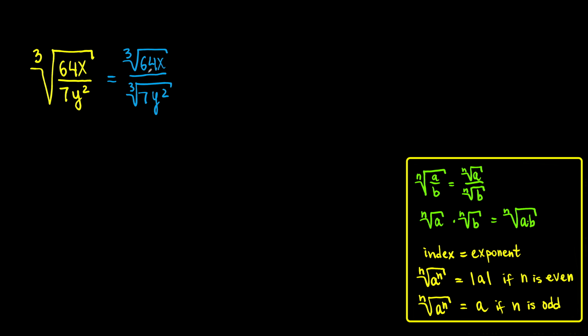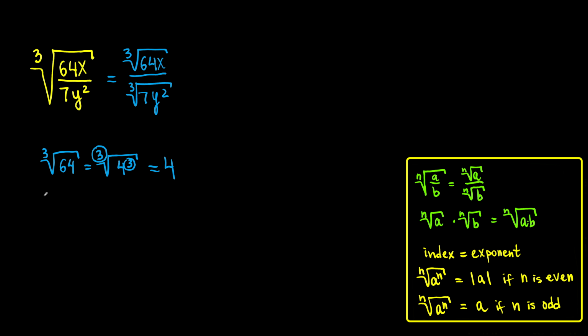Let's first look at the numerator. Can we simplify it? We have the cube root of 64. 64 is a perfect cube because it is 4 cubed. You see, the exponent matches the index of the root and it simplifies to 4. Very good. So we can take the cube root of 64, which is 4.